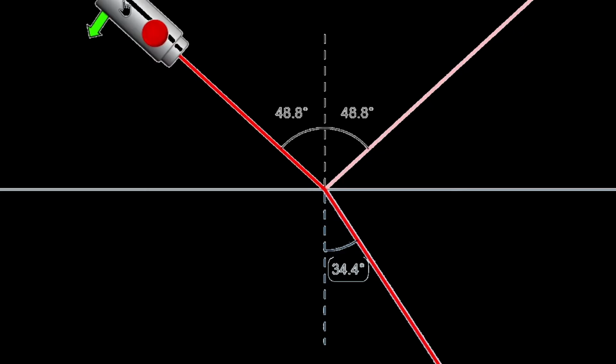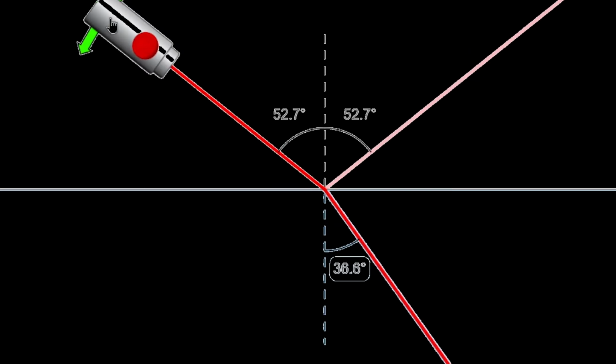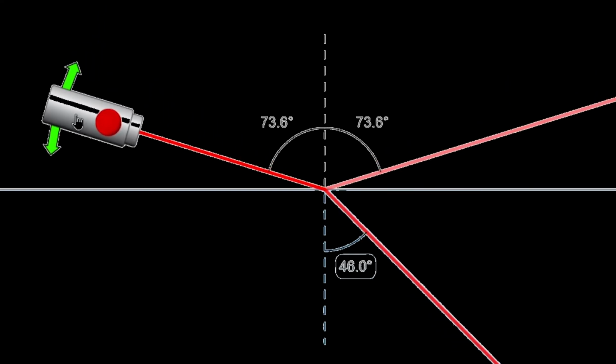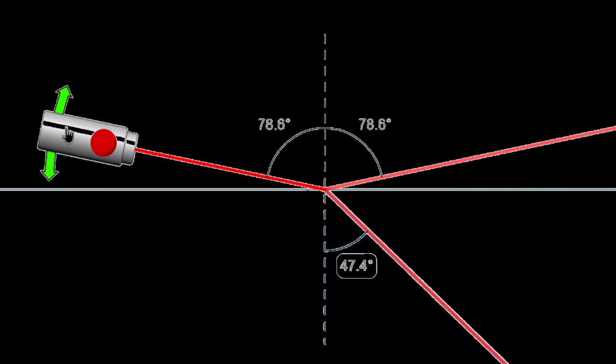Now let's try to move this light source up and down so that we can change the angle of incidence. As I change the angle of incidence, you can see that the angle of reflection as well as refraction changes. But every time, the angle of reflection and angle of incidence are the same. You can see it here. As the angle of incidence is increased, the angle of refraction is also increased. You can see it here, and in this way.